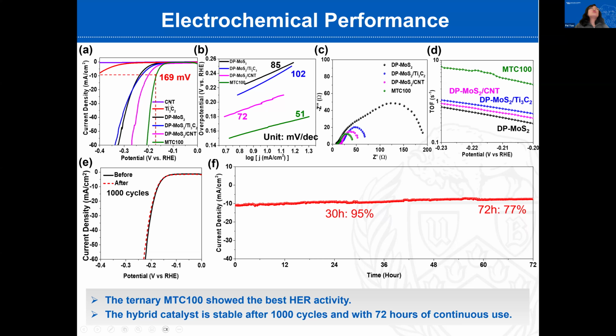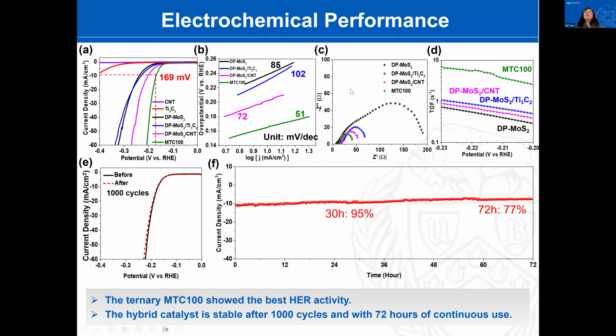So compared to CNT titanium carbide, which has almost no reactivity, apparently the MTC ternary structure showed the best performance compared to the other binary or unary counterparts. So we also had the Tafel slope extracted from the LSV measurement, and we found that the MTC showed 51 millivolts per decade Tafel slope, which is the lowest of all the material composites, okay?